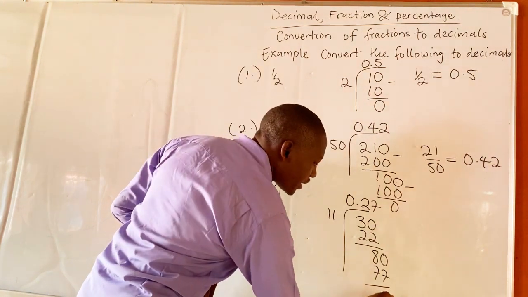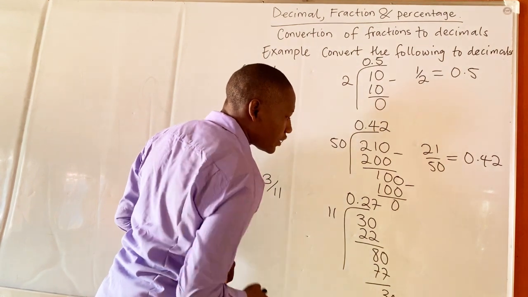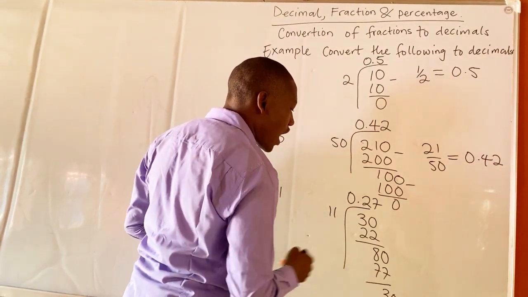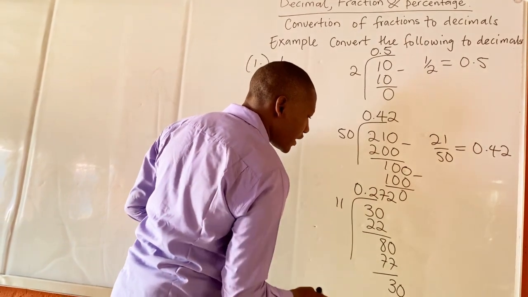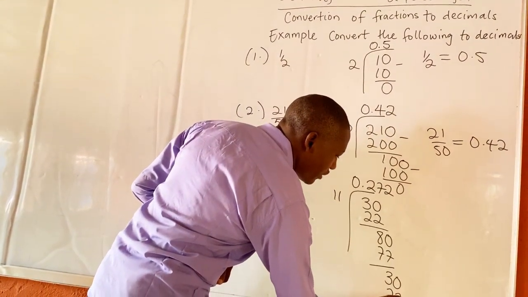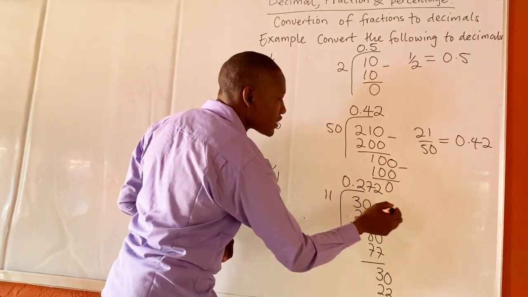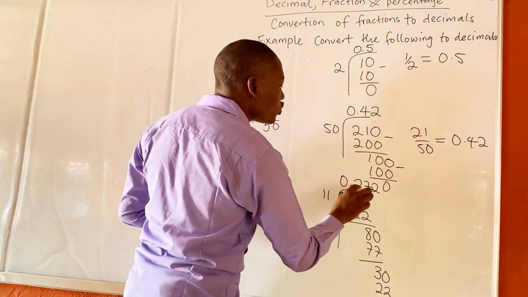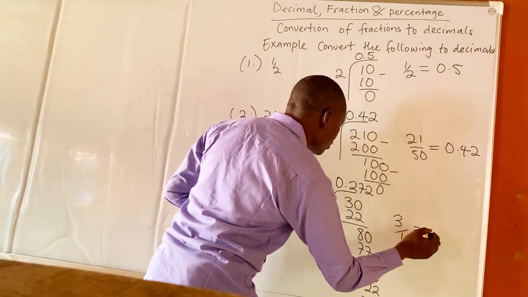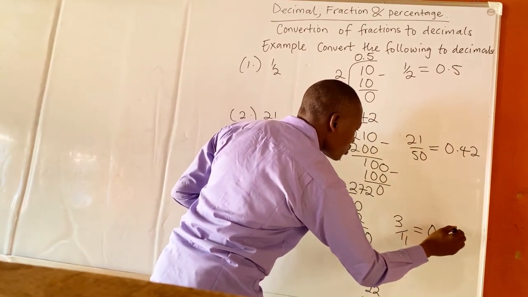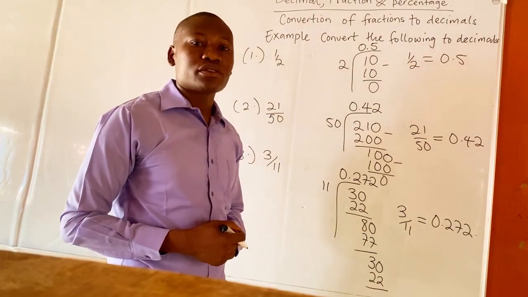Now, we add 0 again. How many 11 do we have in 30? We have 2. Now, 2 multiplied by 11 is 22. Now, if you take a look, we are going to be repeating it again. So, we stop our answer at 0.272, which means 3/11 is equal to 0.272.